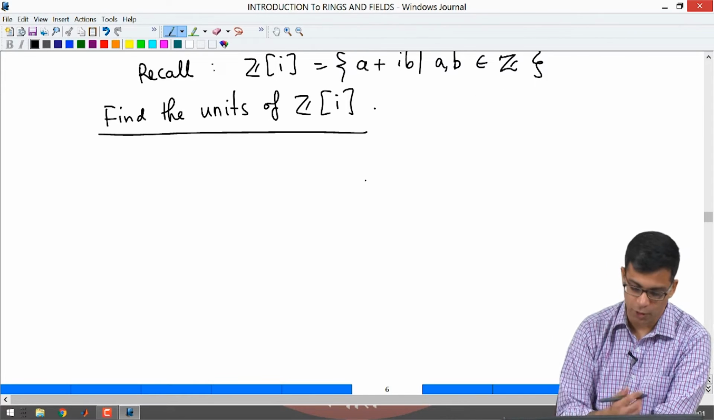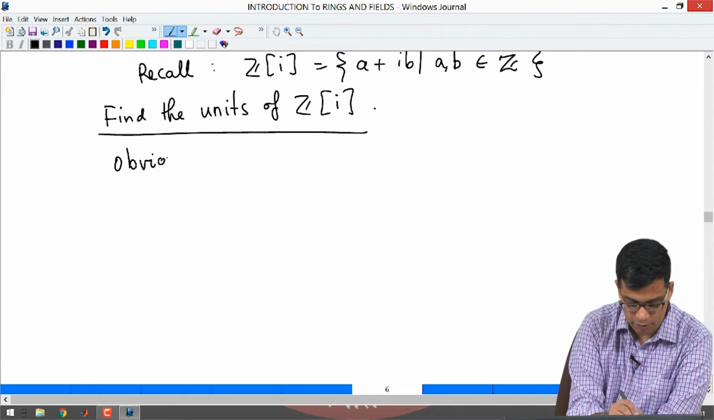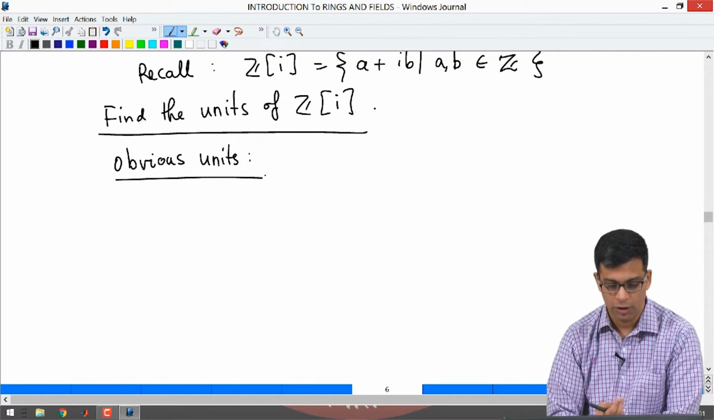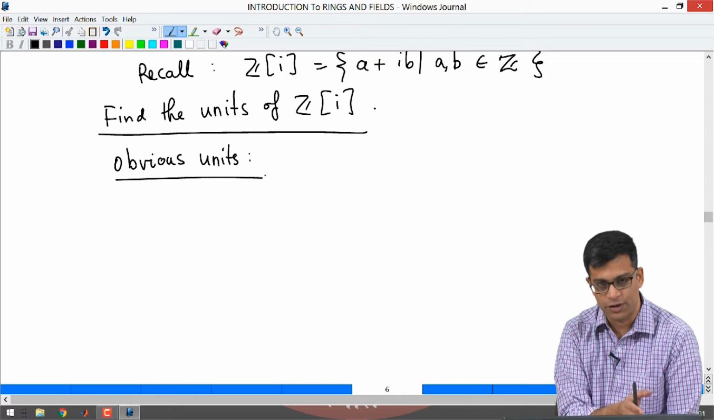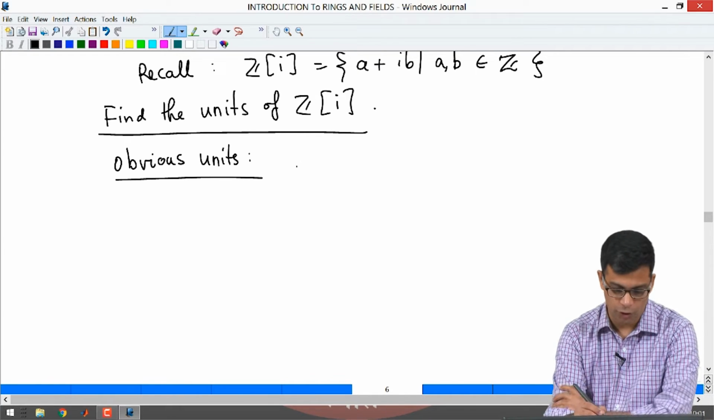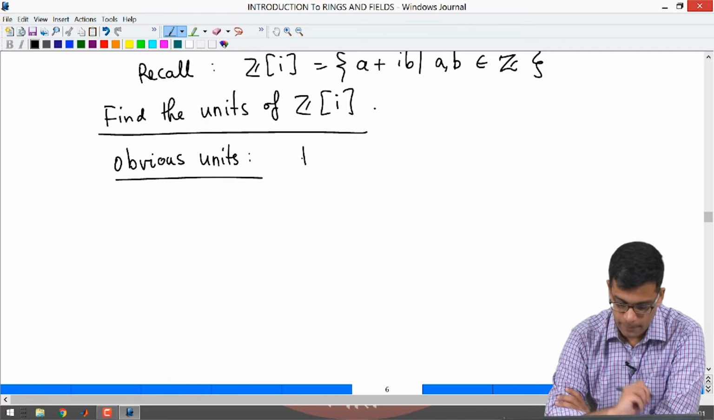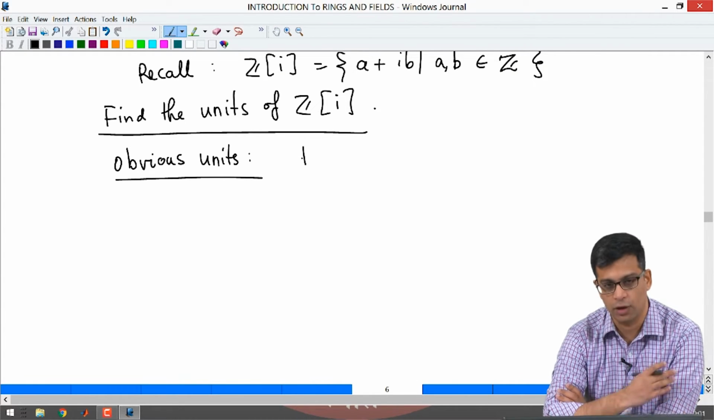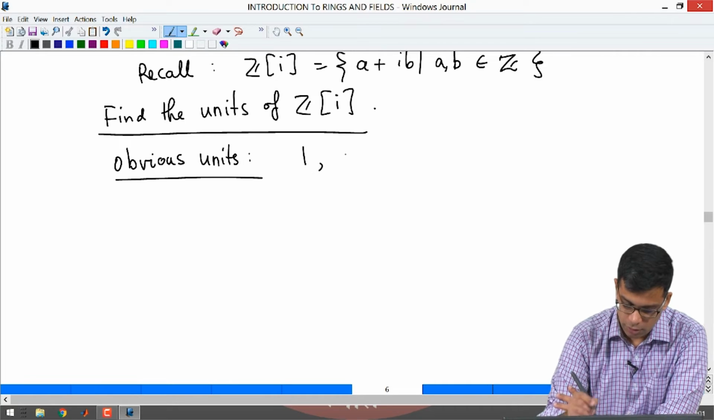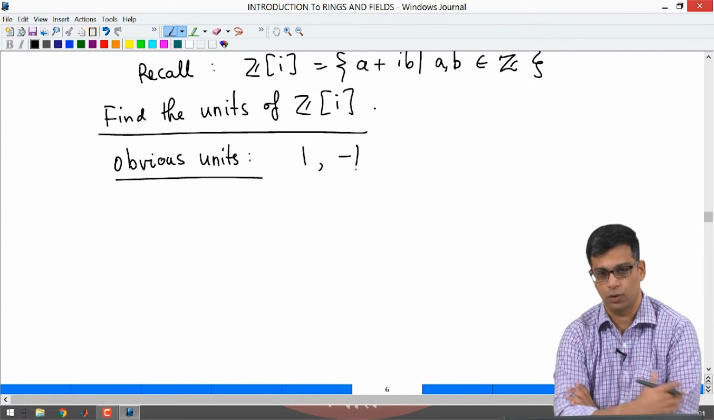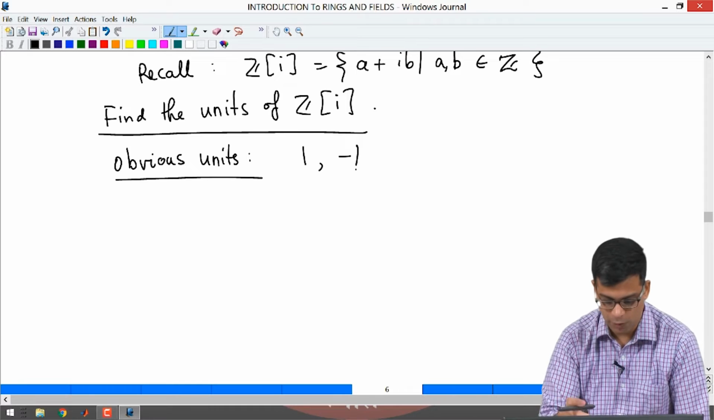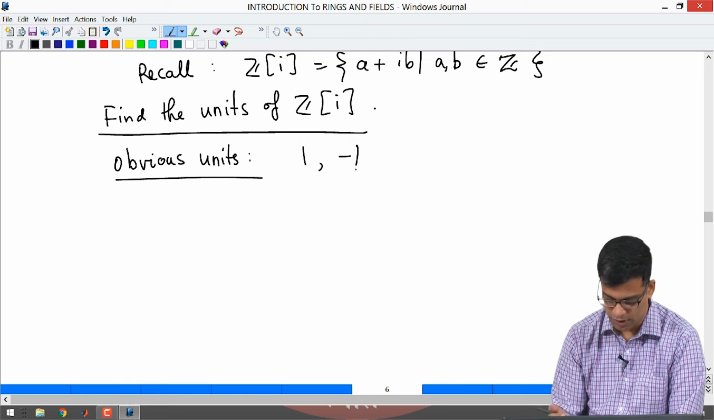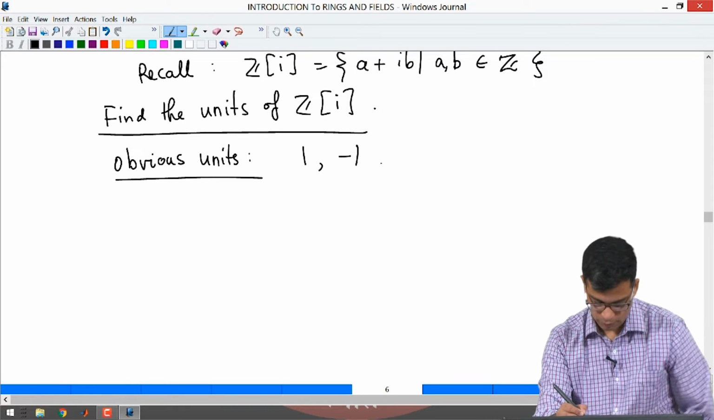So there are some obvious units. Let me write them first. You may want to pause the video now and think for a few minutes about what the obvious units are, and then come back to the video. There is 1, definitely 1 is a unit. In any non-zero ring 1 is a unit, we agreed. As soon as 1 is a unit, minus 1 is also a unit, because minus 1 exists as the additive inverse of 1. Minus 1 is its own multiplicative inverse, so it is a unit.